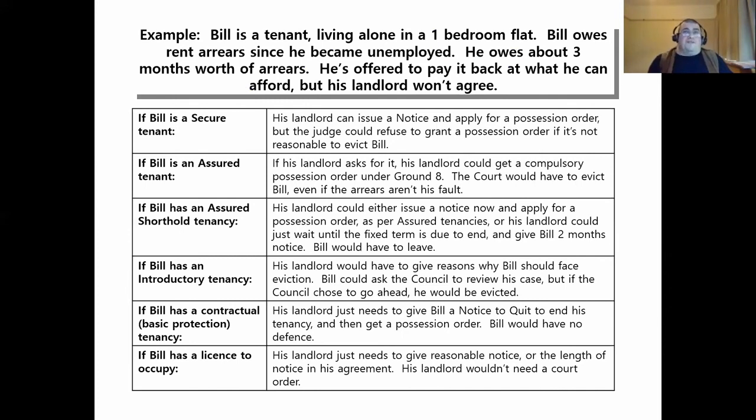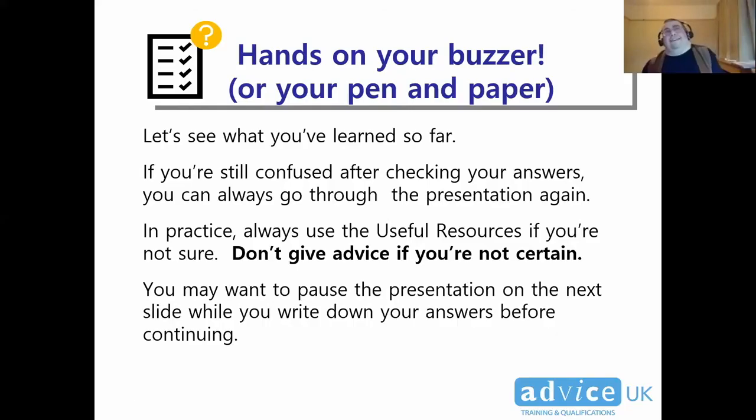And again, just to illustrate this in terms of dealing with someone in rent arrears, we've got an example where Bill owes rent arrears since he became unemployed. He owes about 3 months worth of arrears. He's offered to pay it back at what he can afford, but the landlord won't agree. And again, you can read through this at your own pace to see how these situations differ and how the court's powers differ. Time to check your understanding again.